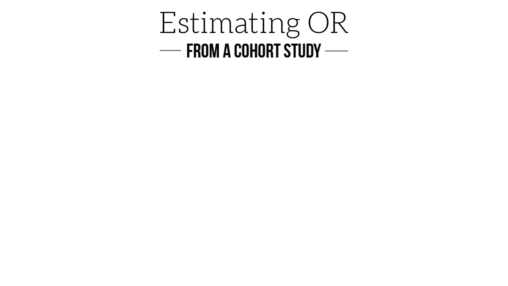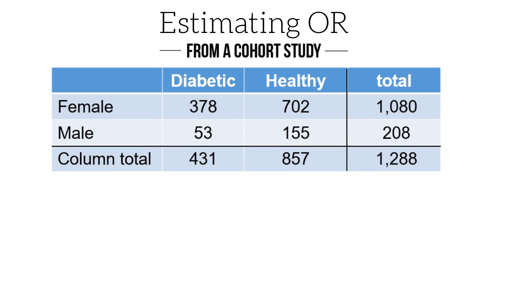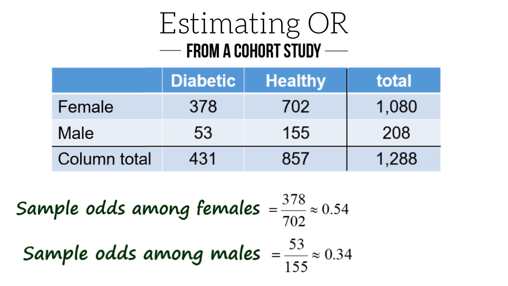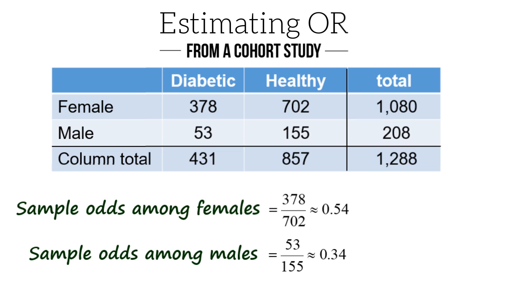So far, odds and the odds ratio are population-level quantities. Now, we turn to the issue of estimating these quantities from the cohort study. The sample odds among females is 378 divided by 702, and that's approximately 0.54, which is quite close to the population odds of 0.50. Similarly, the sample odds among males is 53 divided by 155, or approximately 0.34, which is also quite close to the population odds of 0.33.